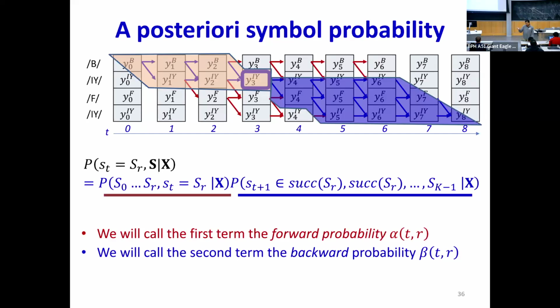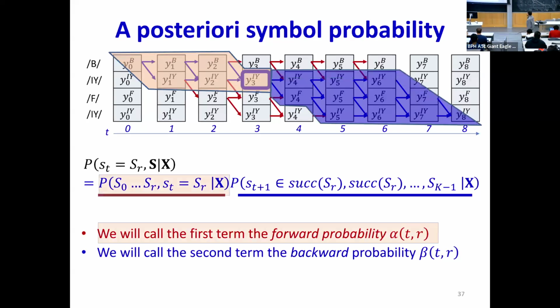And so I'm seeing a confusion. Did that make sense? All right. Okay. So I'm going to call this first term, the one that's underlined in red, the forward probability, because I'm going to compute it left to right. And the second term, which is in blue, the backward probability, because I'm going to compute it right to left. So this guy is typically represented as alpha t,r. Alpha t,r represents the total probability of all paths that align the rth symbol to the input at time t. In this case, t is 3 and r is 2, right?